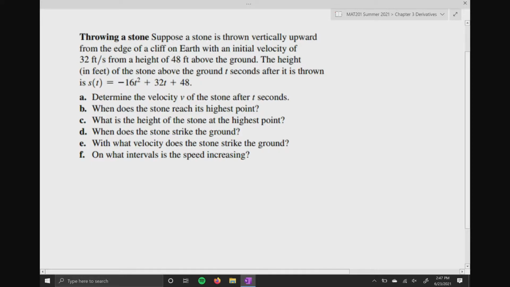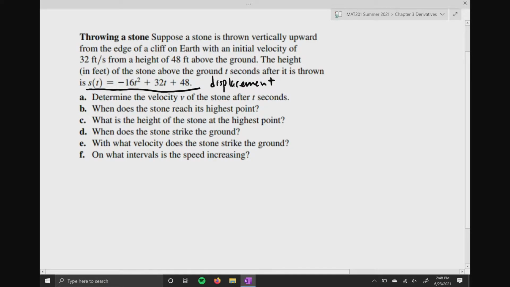And the first one that we're going to talk about is throwing a stone. So suppose a stone is thrown vertically upward from the edge of a cliff on Earth with an initial velocity of 32 feet per second from a height of 48 feet above the ground. The height in feet of the stone above the ground, t seconds after it's thrown is s of t equals negative 16t squared plus 32t plus 48. So whenever we see s of t, we know that's going to be displacement. So this is our displacement.